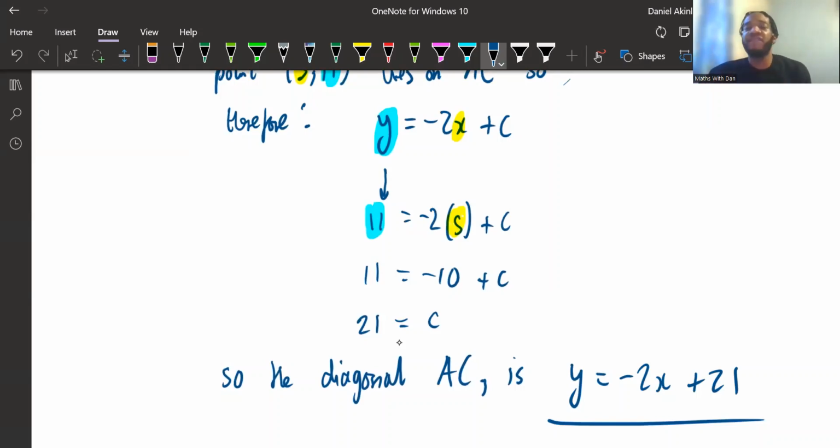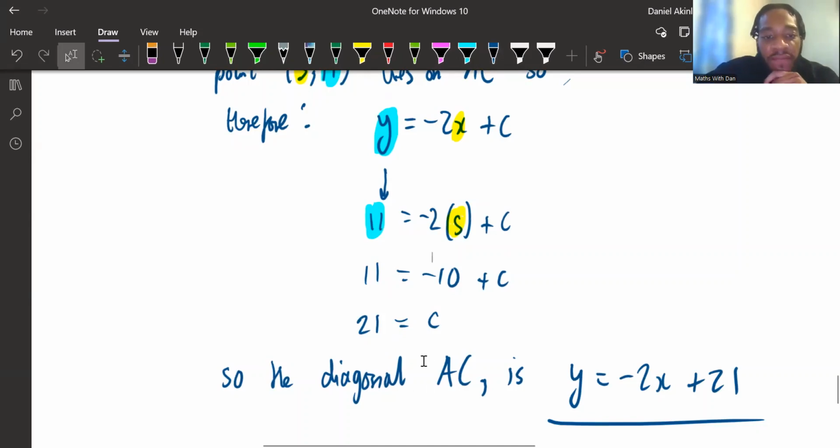And I believe this was a 5-mark question on a non-calculator paper. So yeah. Does anybody have any questions on that just before we continue?